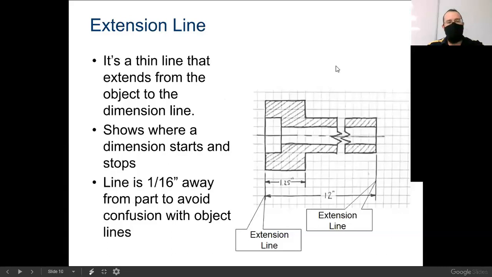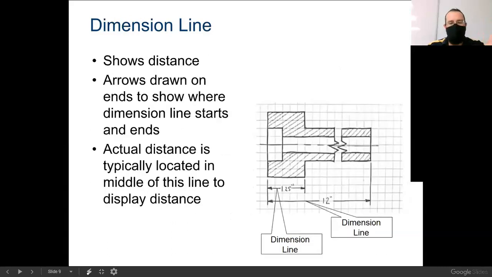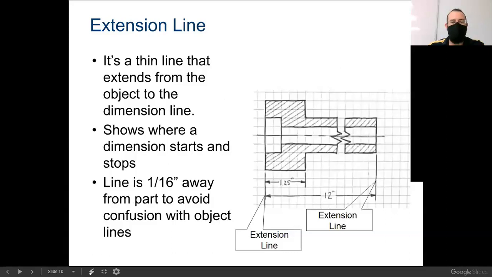So with the same illustration there, extension lines are a thinner line, and they extend from the object to the dimension. So it's pretty straightforward. That's why they're called extension lines. They extend from the object to the dimension. If you notice, there is a small gap, and it's usually regulated to be about a 1/16 of an inch.